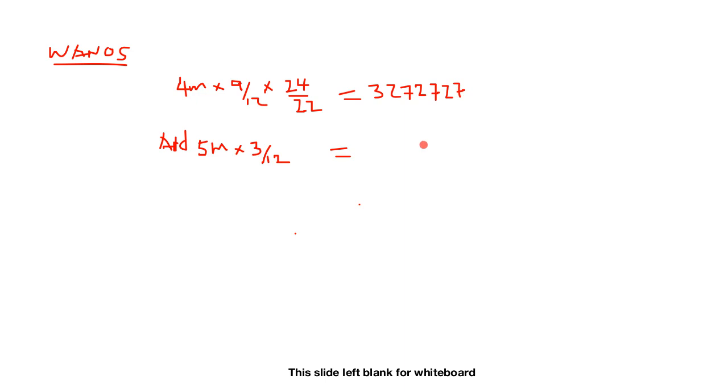Maybe someone can give us this other value. Because of time, yes, Uma Jacqueline again: 1,250,000. So can someone add the two values? What will be our WANOS?